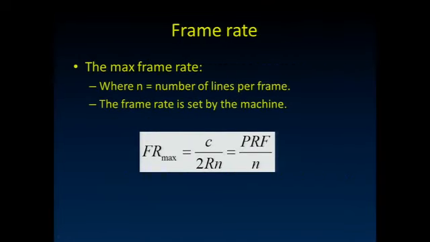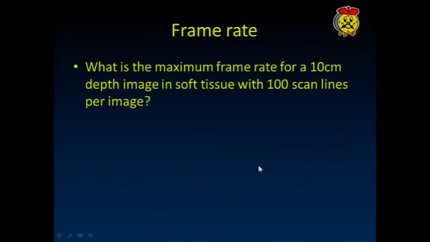But let's just do a quick frame rate calculation. The maximum frame rate is the speed of sound divided by 2 times the depth that we want to look at times the number of lines that we want to scan. And if you'll notice, this quantity turns out to be related to the pulse repetition frequency, and so you can also express that as just being the pulse repetition frequency divided by the number of lines that you want to scan.